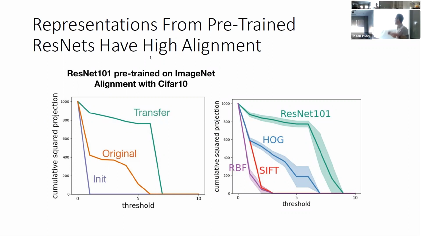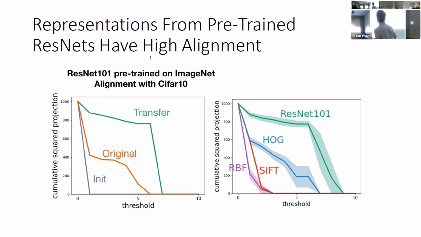On the left, we compare a pre-trained ResNet and a ResNet at initialization, and also the representations obtained by just flattening the images themselves. So it's like your input features in the dataset without any neural network included.